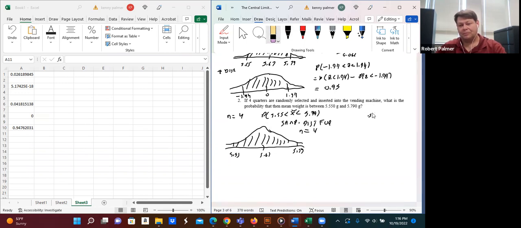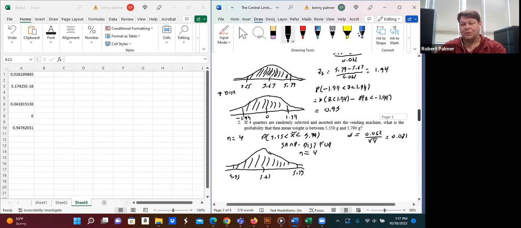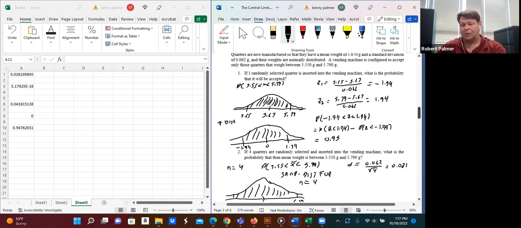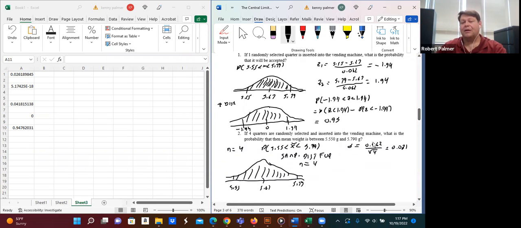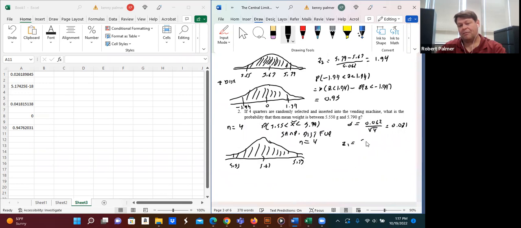Oops, I need to find my sigma now. The mean's going to be the same. The sigma is going to be 0.062 divided by the square root of 4, divided by 2, and that's going to be 0.031. Okay. And so actually, we can do this pretty simply. It's going to be half of each one of those, since we're dividing the points. As far as Z1, it is going to be 5.55 minus 5.67 divided by 0.031. And since we're dividing by a number that's half, it's going to be twice what we had before.